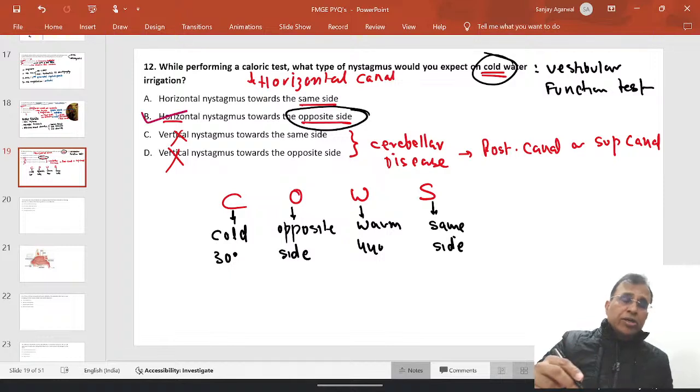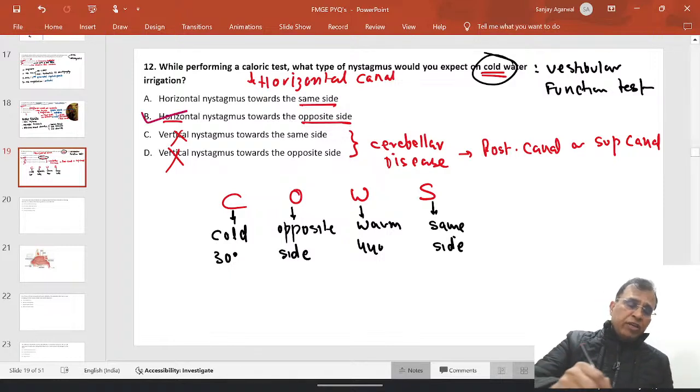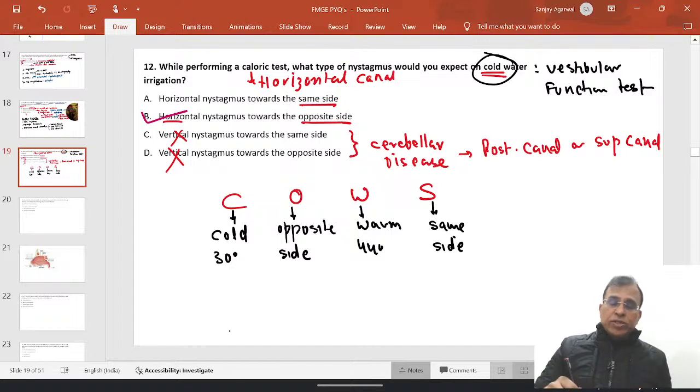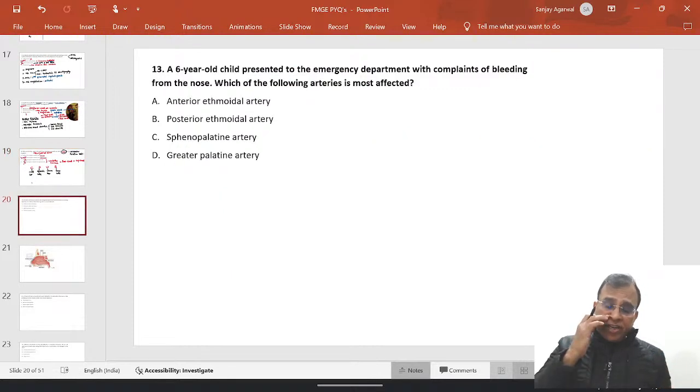I think most of you know this already. It's a very simple question, very straightforward. It's a very, very popular question. Information actually, which everybody knows. Caloric test. But once again, because we have discussed 2 questions in caloric test already, that means it's a very, very important topic. Now, a 6-year-old child presented to the emergency department with complaints of bleeding from the nose, epistaxis.